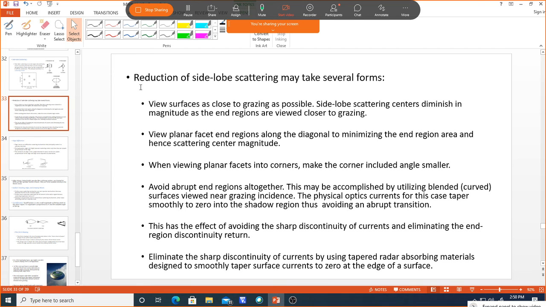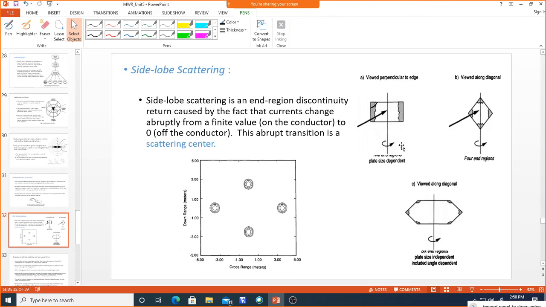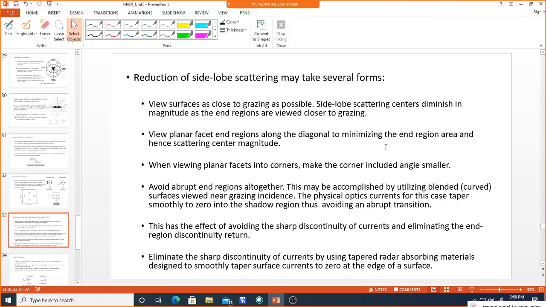So these are some of the methods of shaping, and how we can identify specular regions and threat regions, and according to the design we can do it, okay. Now this edge diffraction, we will discuss in the next class. Okay, so till now any doubt you can ask. Okay, so any doubt? No.